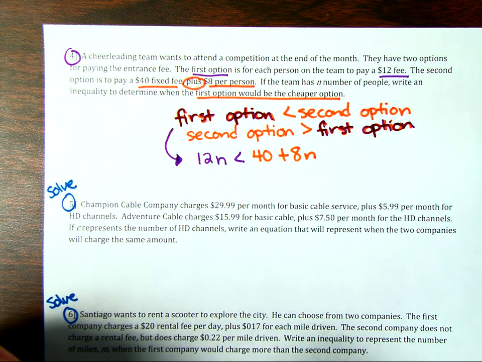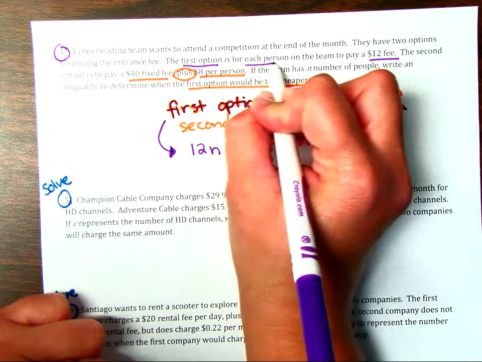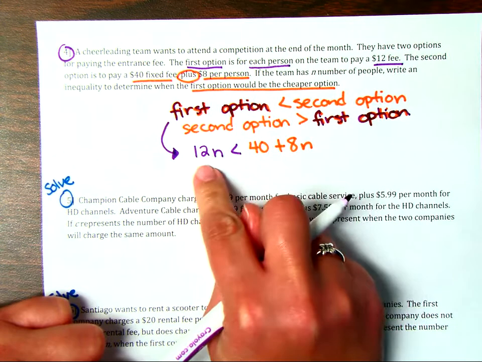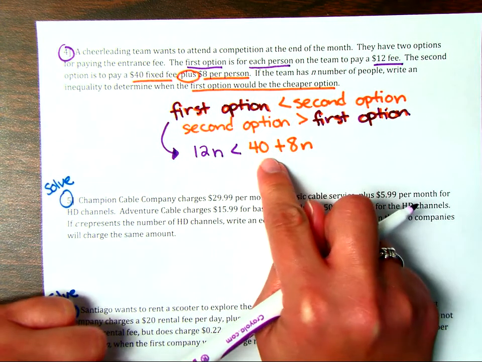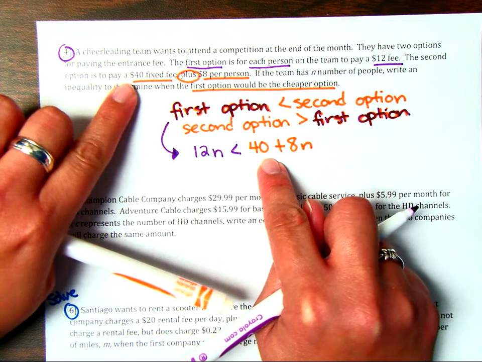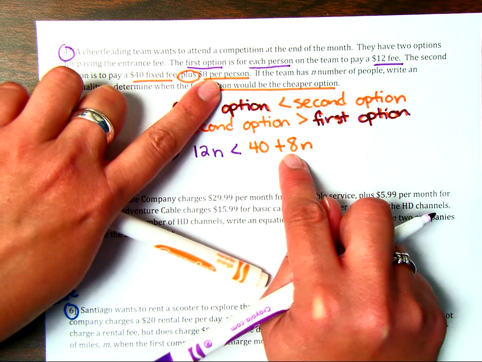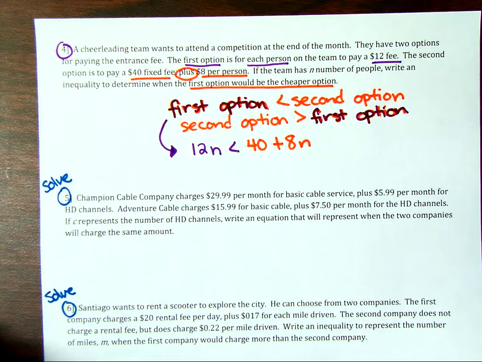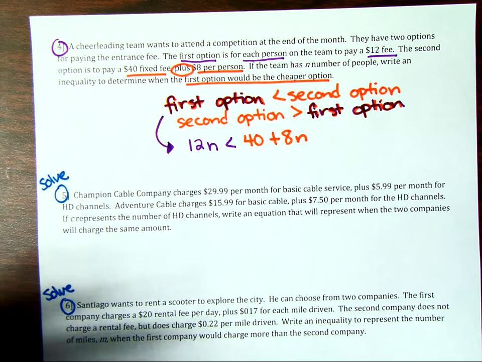So here's that key phrase right here. Each person to pay $12. So that's why we said 12 times n. This one, the team is just paying $40, and it's a little cheaper rate at $8 per person. So again, we're not going to solve this just yet, but it's set up if you'd like to solve it.